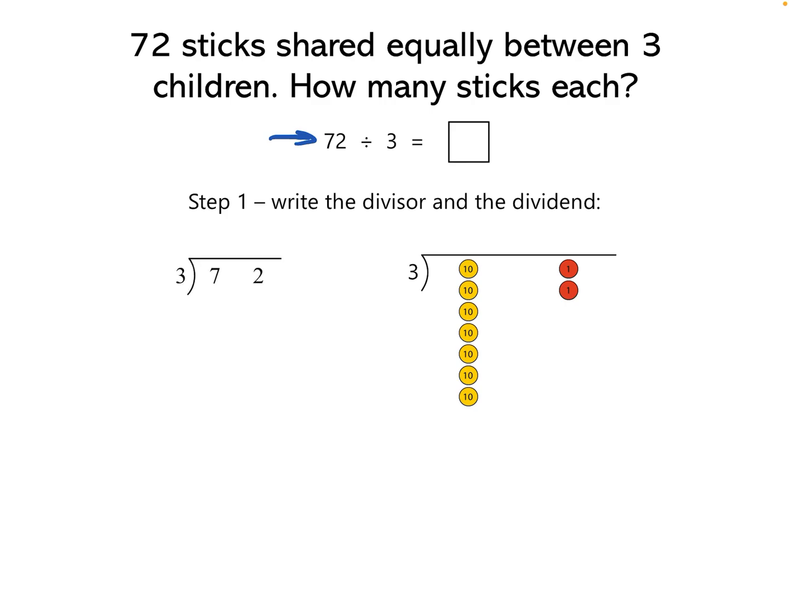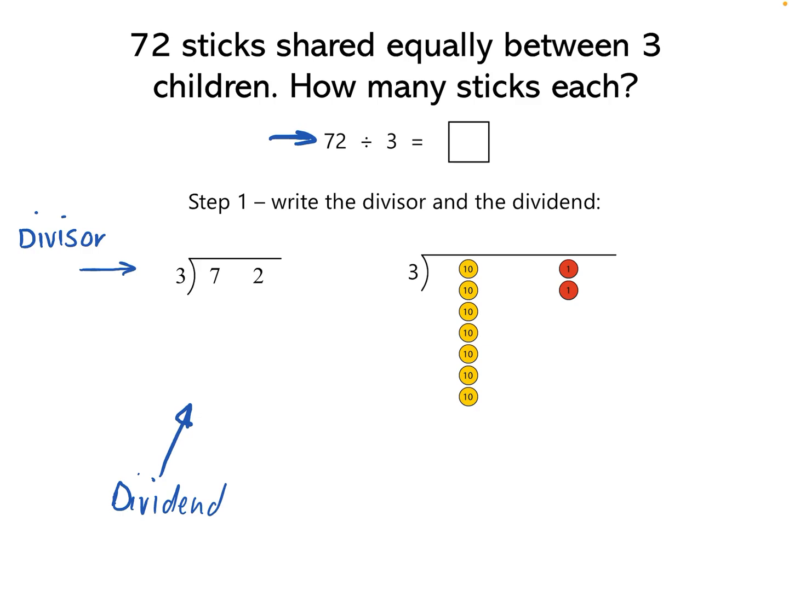We write our divisor and our dividend. Here we go. Can you spot which one's the divisor? Divisor. And that must mean the 72 is our dividend. That means what is being divided.